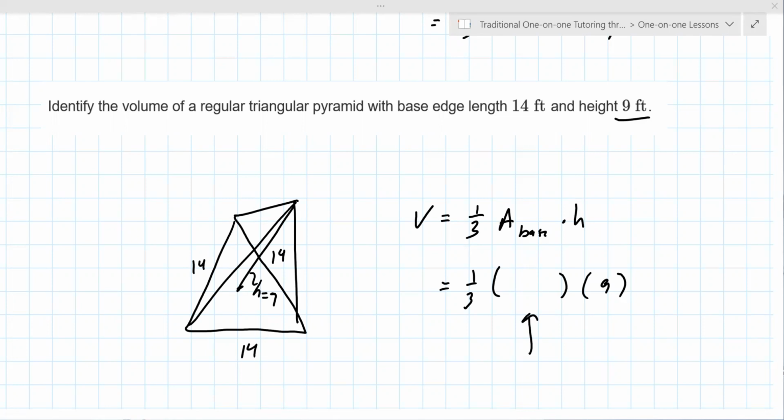$588. For the whole thing? Yes, for the whole thing. Oh, perfect. Wow, you're really moving fast. Okay, sounds good. That's really good.